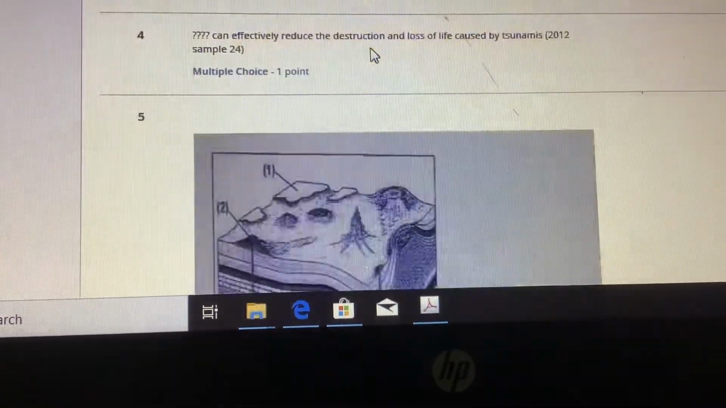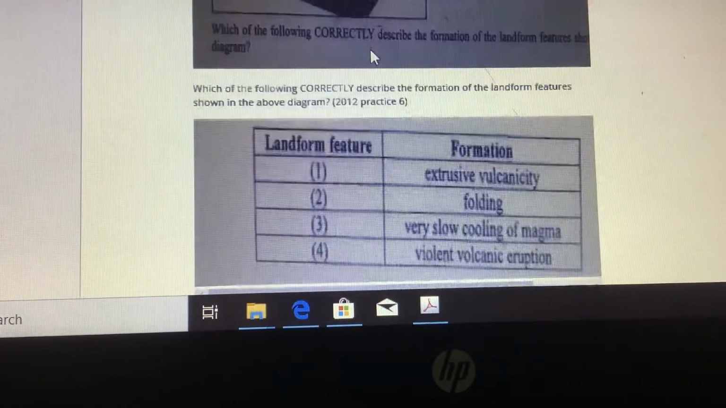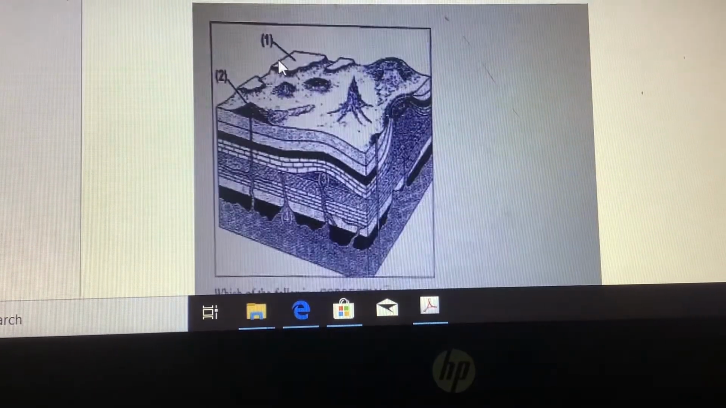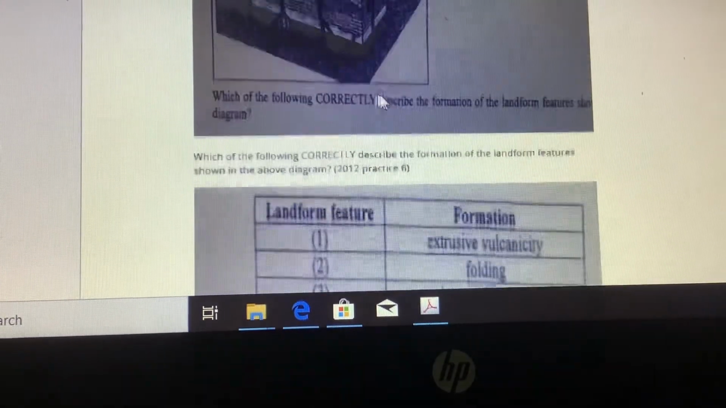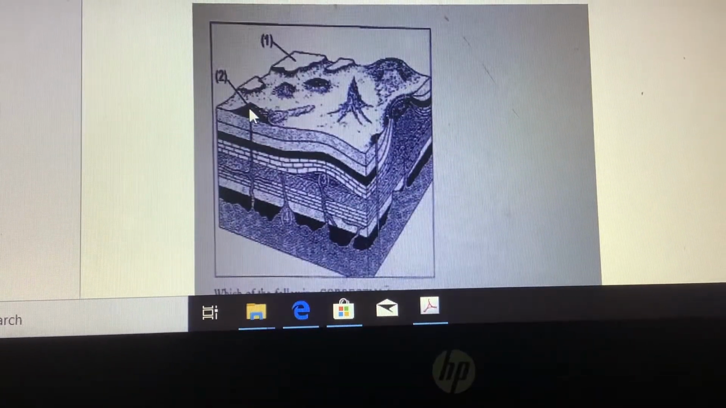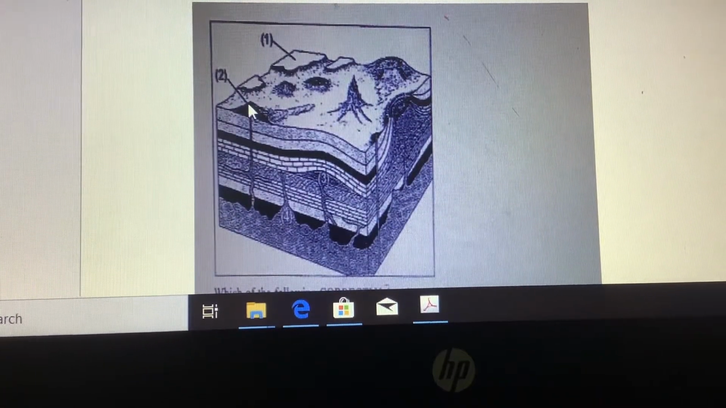Okay, number 5. Number 5, this one, you can see which of the following correctly describes the formation of the landform features shown in the above diagram. Number 1 and 2, which is right here, is talking about volcanic eruption, extrusive volcanicity, like this. So number 1 is correct. How about number 2? Number 2 is not flowing. Flowing is not a volcano.